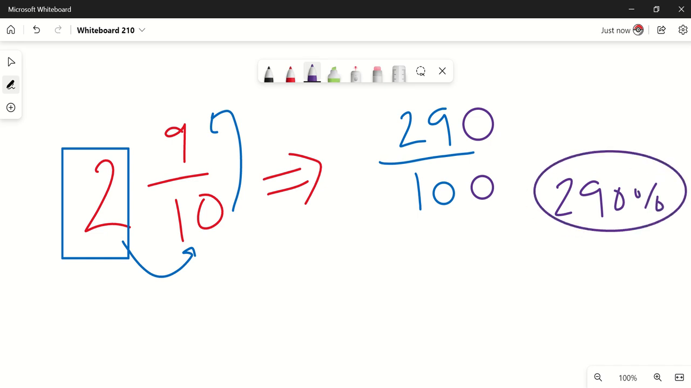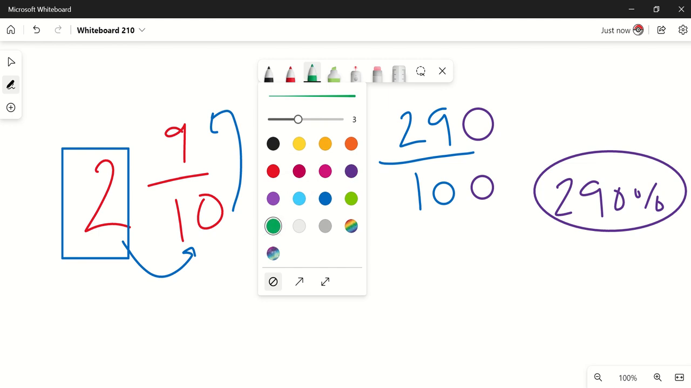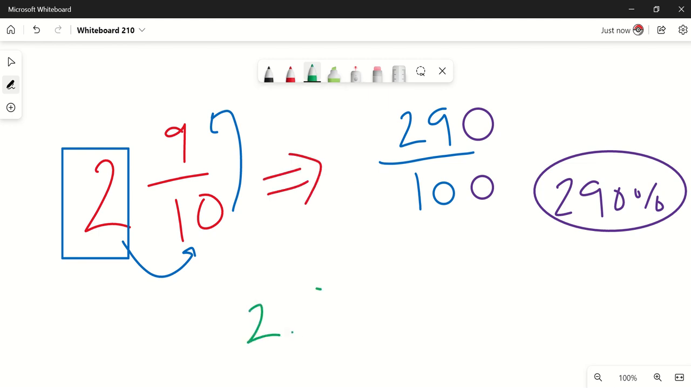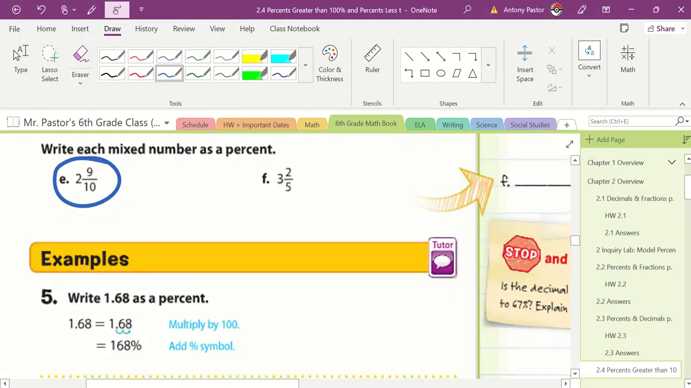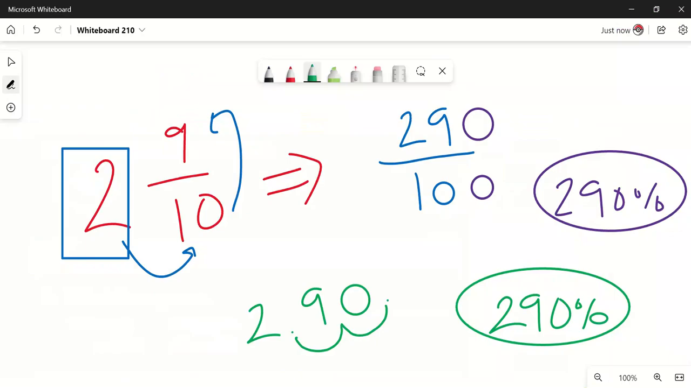Another way you could have done this was do 2 9/10, 2.9. You know that it needs to be a decimal to a percentage, so it needs to jump once, twice. That gives you 290%. Either way would have been fine. So we solved that one. 3 2/5.